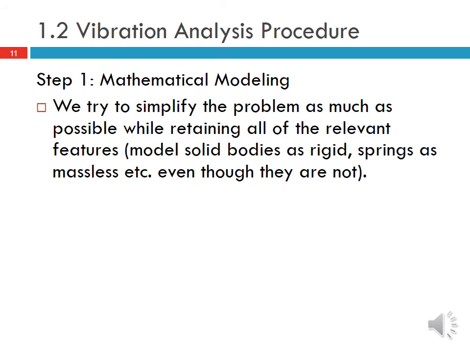So step one, mathematical modeling. We try to simplify the problem as much as possible while retaining all of the relevant features. For example, we can model solid bodies as rigid, we can model the springs as massless, even though they're not. So in the mathematical modeling step, we basically want to take a real system and come up with a mathematical representation of that.